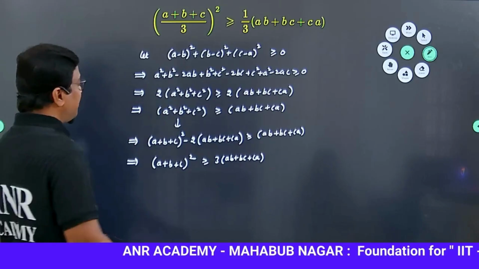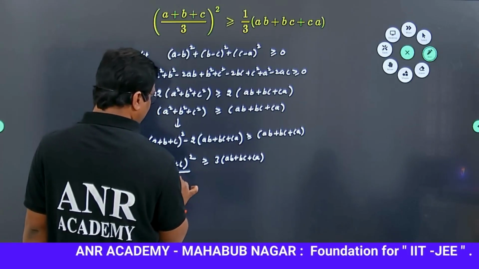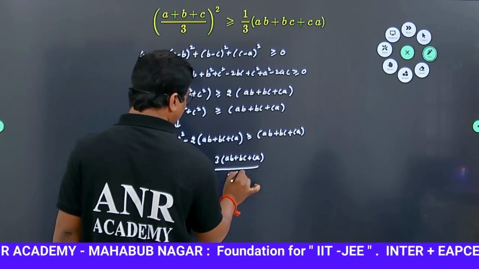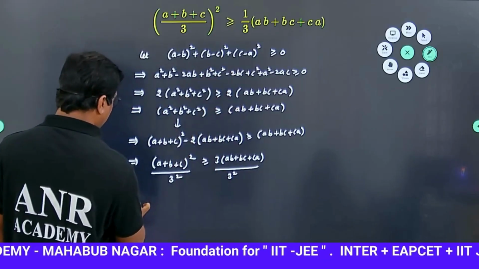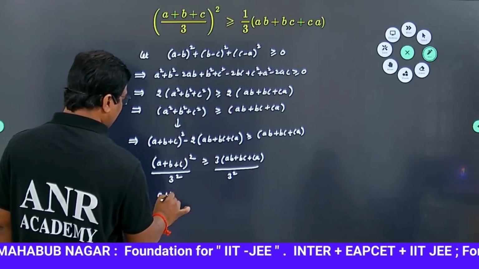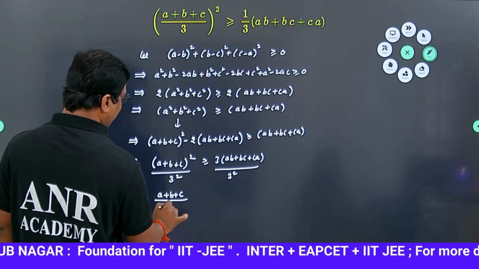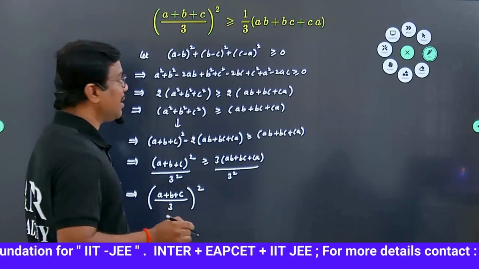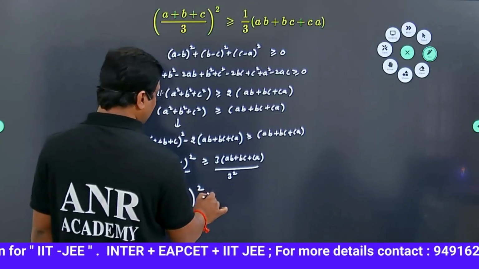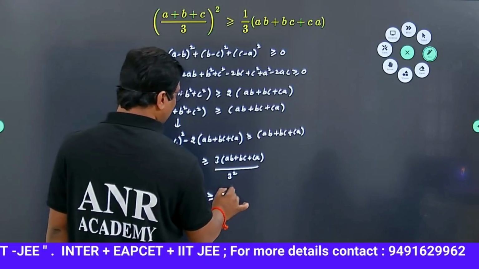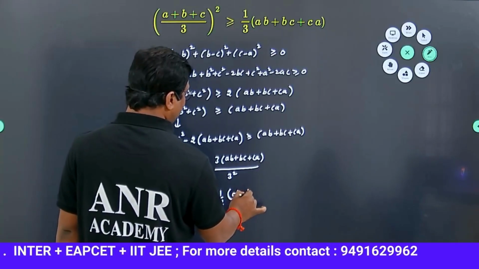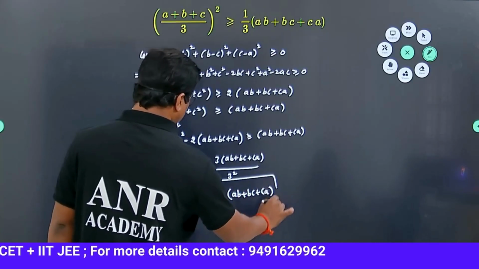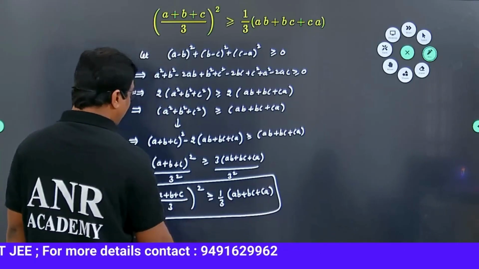Divide both the sides by 9, that is 3 square, and you will get the inequality: a plus b plus c divided by 3 whole square, the average of a, b, c squared, which is always greater than or equal to 1/3 times ab plus bc plus ca. This is a 5th standard result.